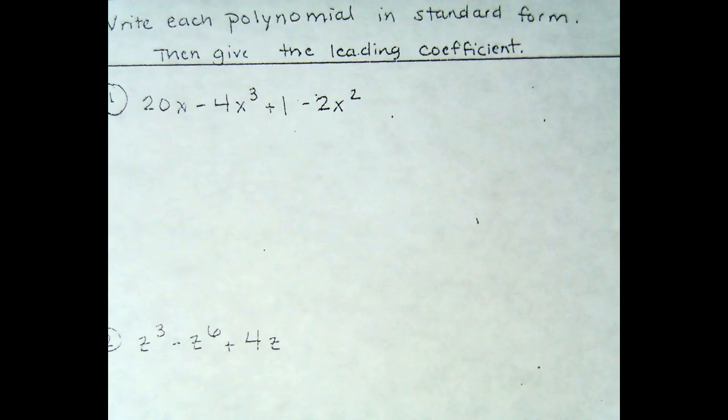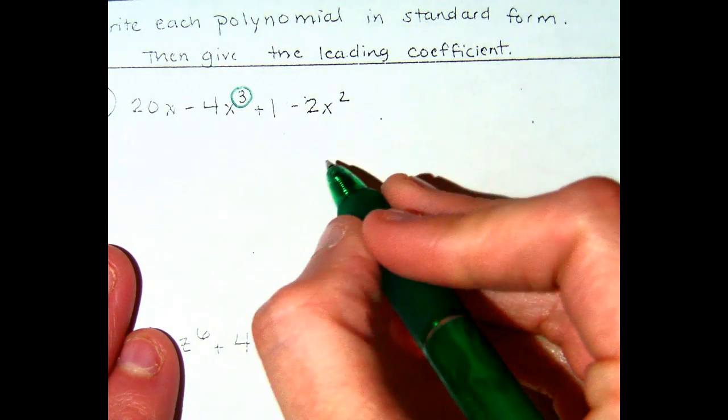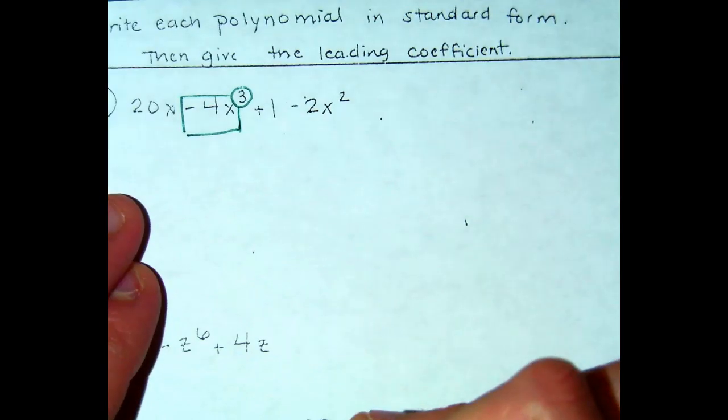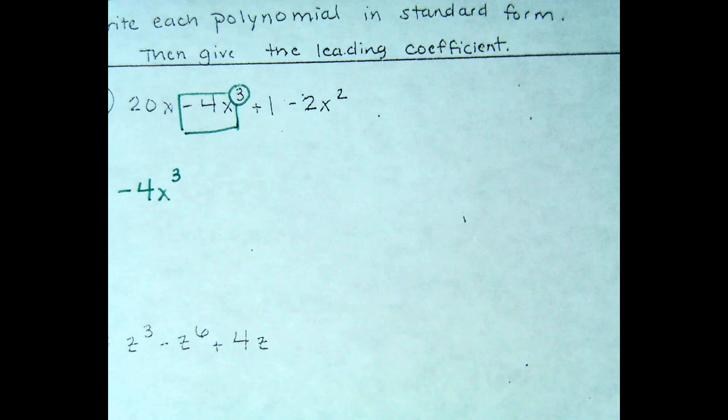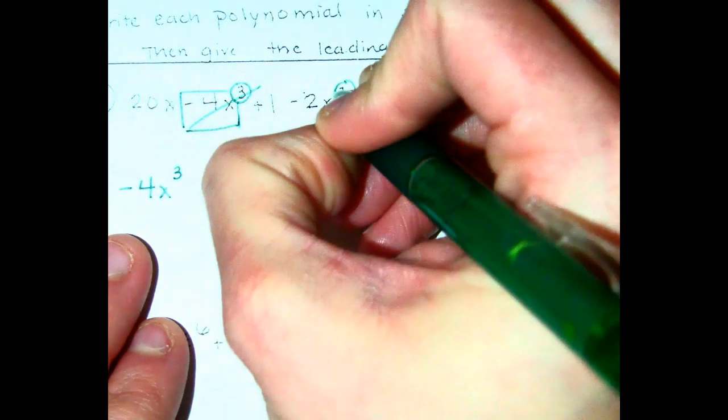Okay? All right, on number 1, what is our largest exponent? 3. What is everything that is connected with that 3? That 4x, yeah, the whole thing there. We're going to put that first, negative 4x to the third. You do not have to cross it out when you have moved it, but I like to know that I'm done with it. I've taken care of that. What is the next highest exponent? 2, and this negative 2x goes with it. So bring it down. And I'm going to cross it out because I'm done with it.